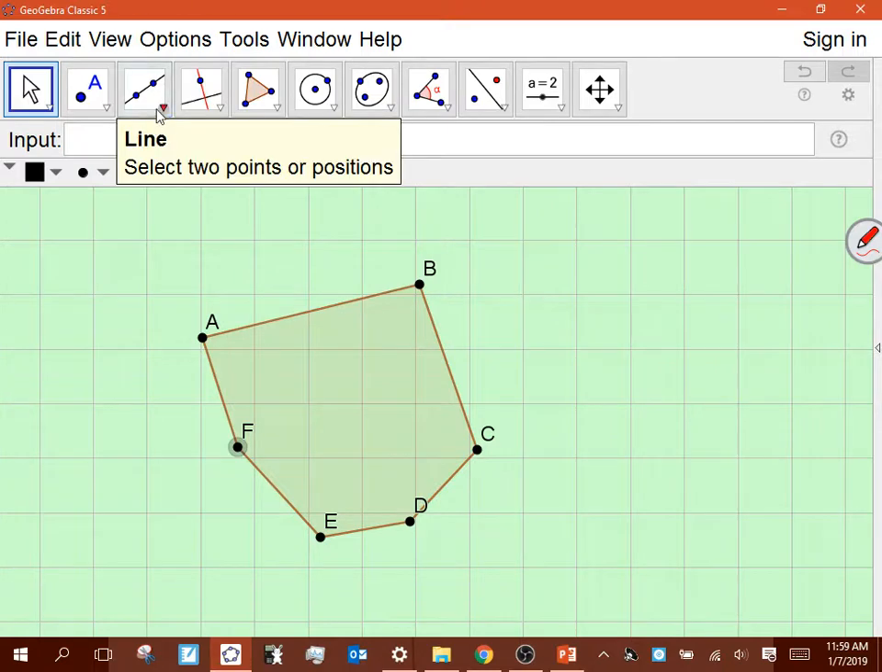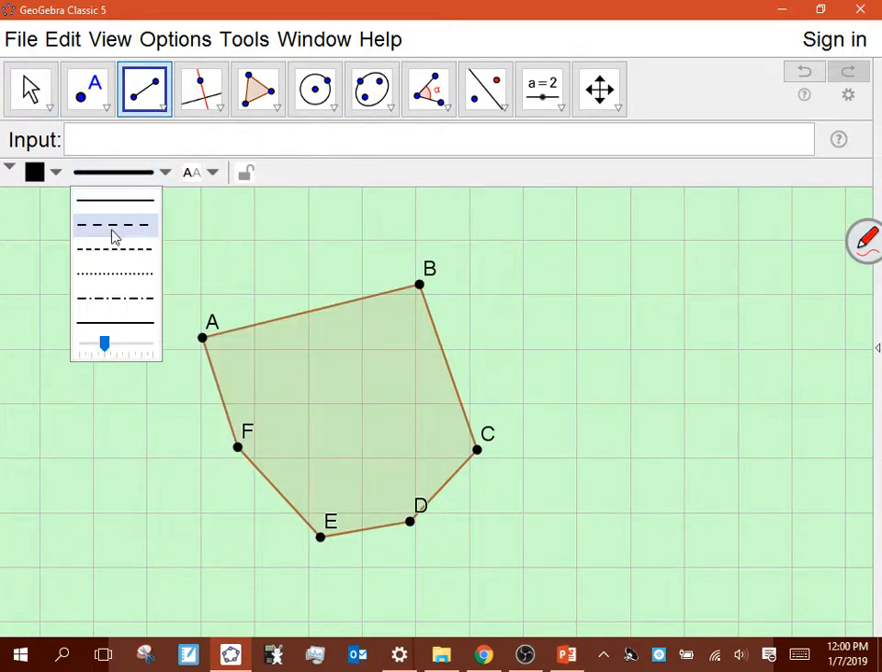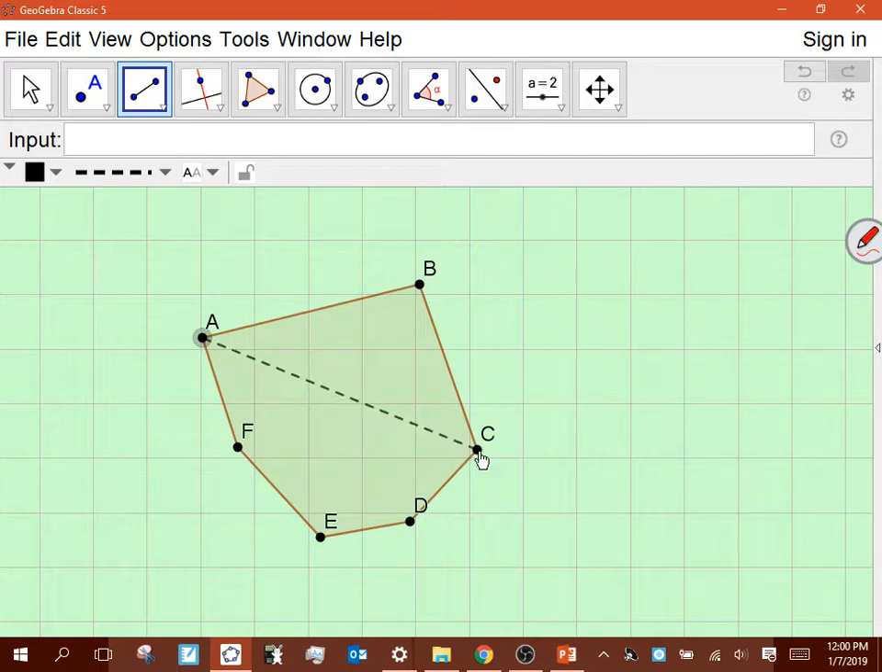The diagonal would be A to C. Does that make sense? A segment that joins two non-consecutive vertices. That's a diagonal. What about A to D? That's another diagonal. A to E, another diagonal. Does that make sense? From A, you have three diagonals in that shape, right? But what if I wanted to go from F?